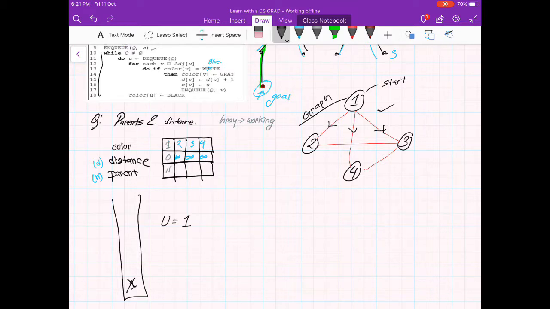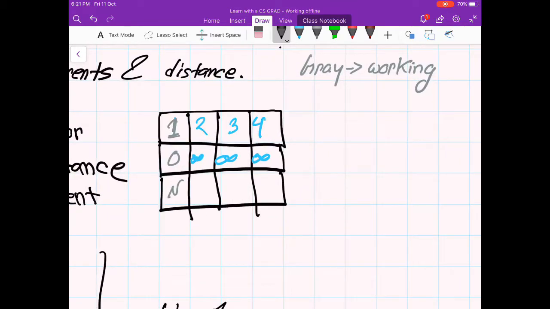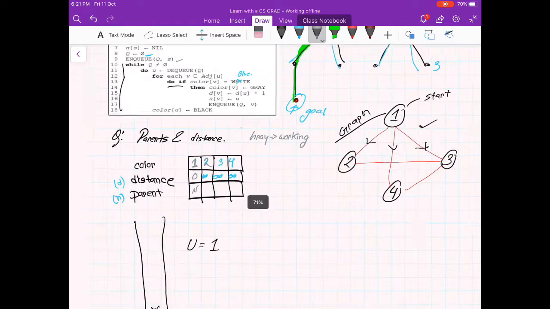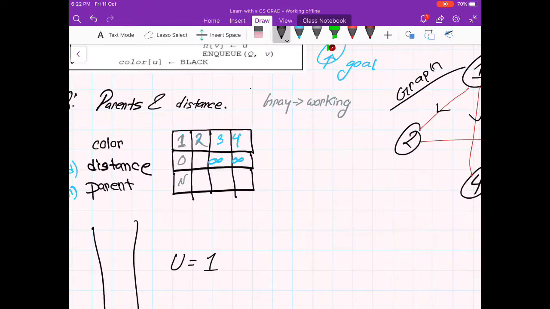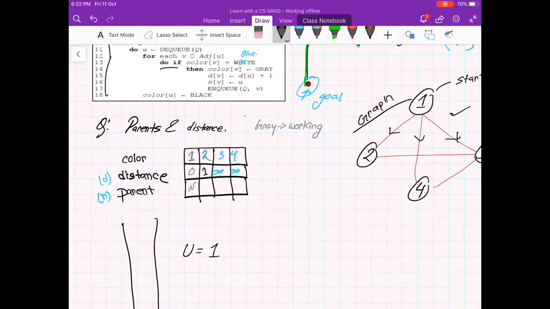Then we enter into another condition: if 2 is blue. Is 2 blue? Yes. So we make it gray. Then we replace infinity with d[u] plus 1. d[u] is 0, plus 1 would be 1, and π[v] is u. So the parent of 2 would be 1.